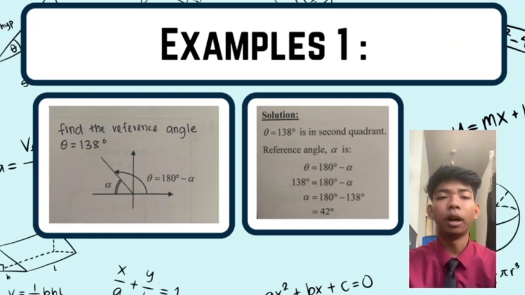First example about find the reference angle. As we know, formula in second quadrant is theta equals to 180 degree minus reference angle. So, you can take information from the question and put in the equation. So, 138 degree equals to 180 degree minus A. So, the answer is 42 degree.